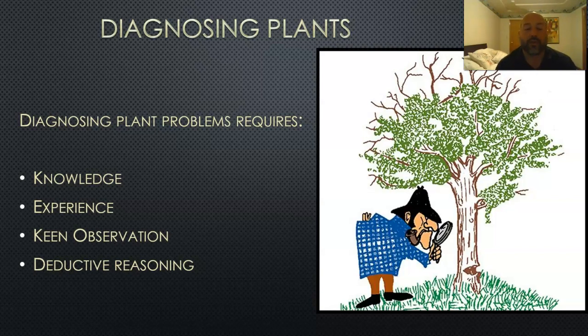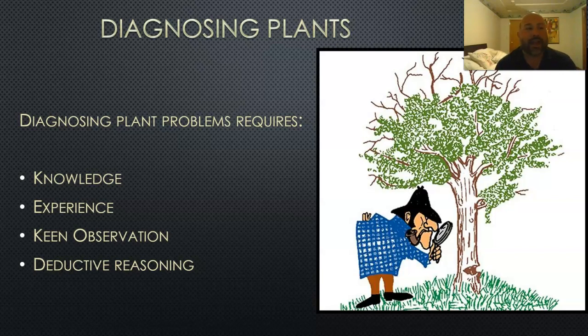And being able to go into that sort of analysis is going to be difficult, and it's going to take a lot of experience. It's going to take a lot of knowledge. It's going to take keen observation. The obvious stuff needs to be obvious, but then the less obvious stuff, you still need to look for that. And it's going to take deductive reasoning and critical thinking to be able to go from one thing to another. And it's really hard to sit here and just say, you're going to have to look really hard, and you're going to have to experience it over and over again, and you're going to have to really critically think about it.